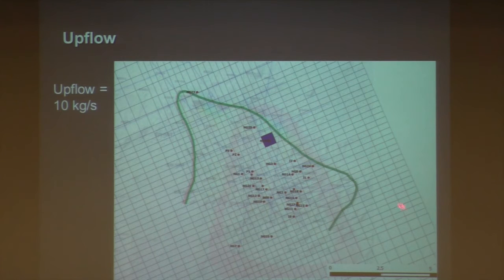We've included a small upflow within the model, up in the northern section near well NG5, where a little bit of calibration would put the rate of that at 10 kilograms a second. This is significantly smaller than what we typically see in the geothermal fields in the Taupo volcanic zone, which are more like 100 kilograms a second or higher.